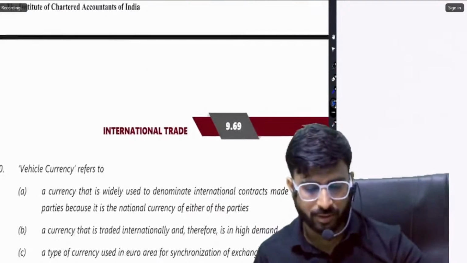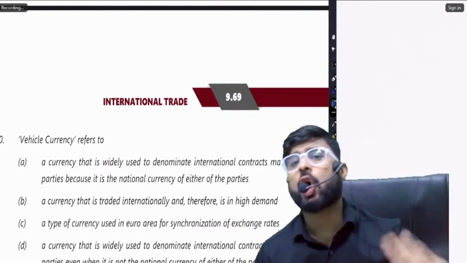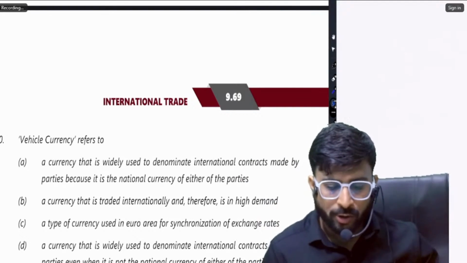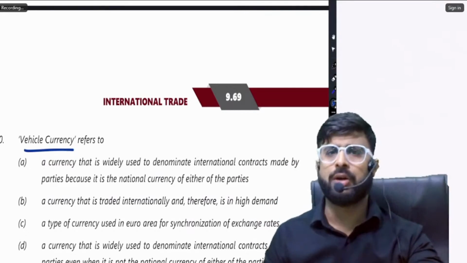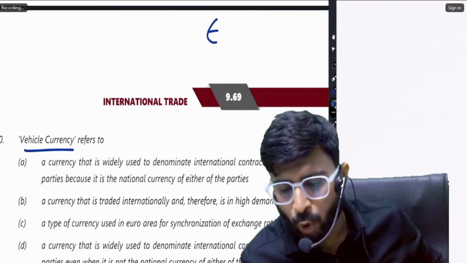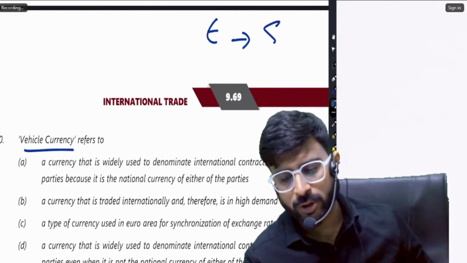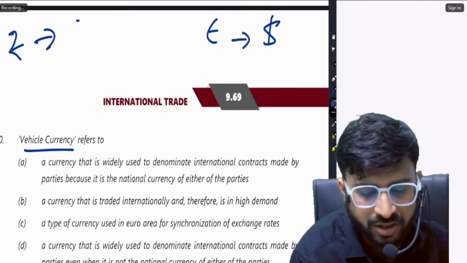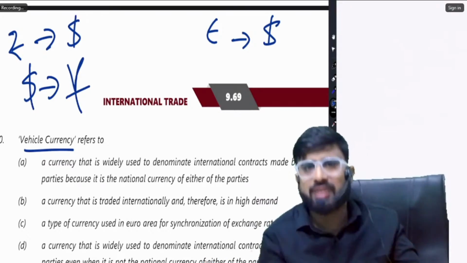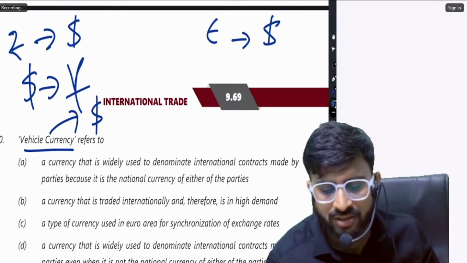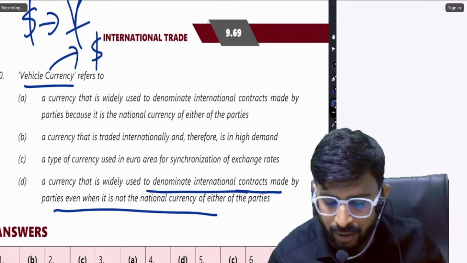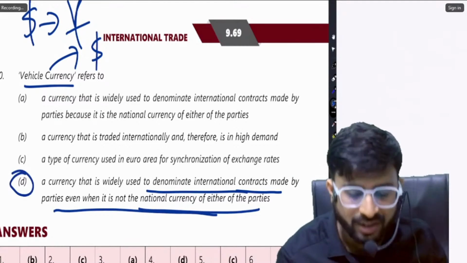Let's move on to the 10th one. Vehicle currency. Okay. Dollar is the vehicle currency, first of all. Basically, in the whole world, all the commodities are expressed in US dollars. For example, the euro, the European currency, is also expressed in dollar terms. The rupee is also expressed in dollar terms. The Chinese yen is also expressed in dollar terms. So basically, the dollar is the vehicle currency: a currency that is widely used to denominate international contracts, which is not the national currency.